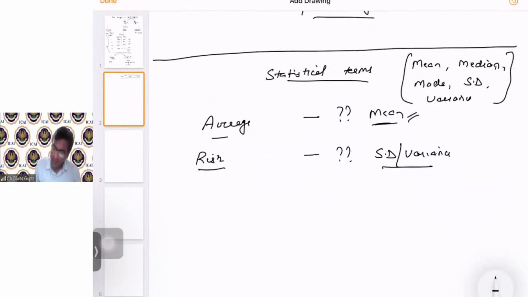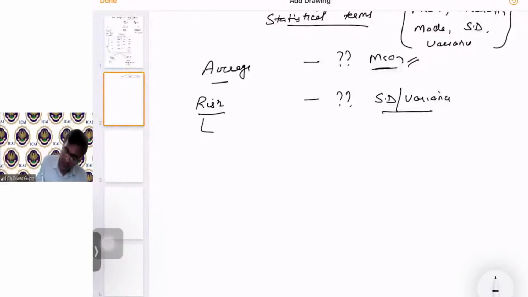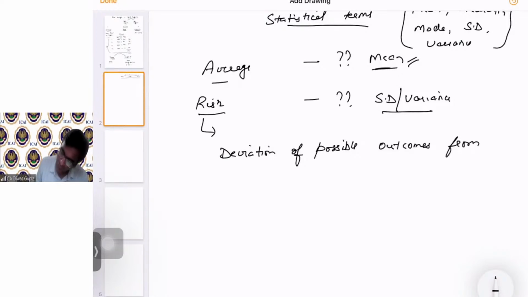Now for risk, let's first try to understand what risk is. Risk is basically deviation of possible outcomes from the best possible outcome. So first of all, leave behind what standard deviation or variance is. Let's first focus on what risk is.